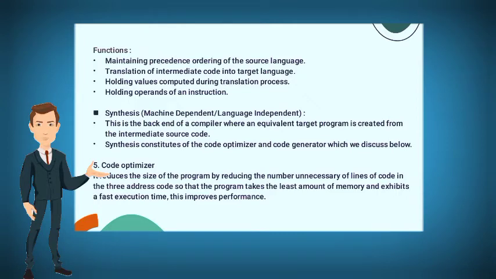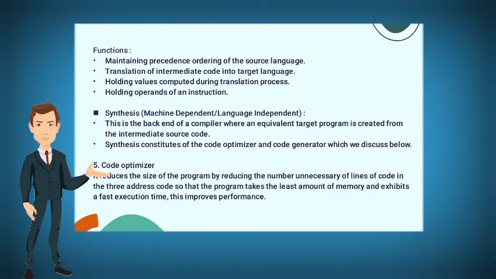Next point is synthesis, which is machine dependent and language independent. This is the back end of a compiler where an equivalent target program is created from the intermediate source code. Synthesis consists of the code optimizer and code generator, which we discuss below.